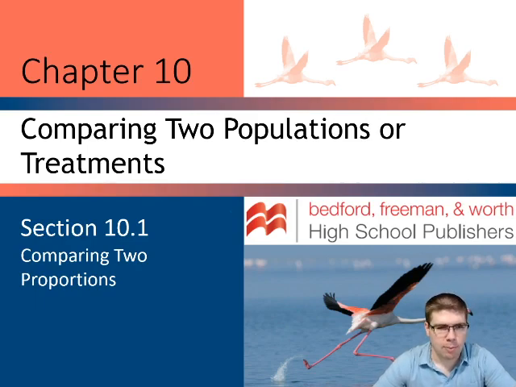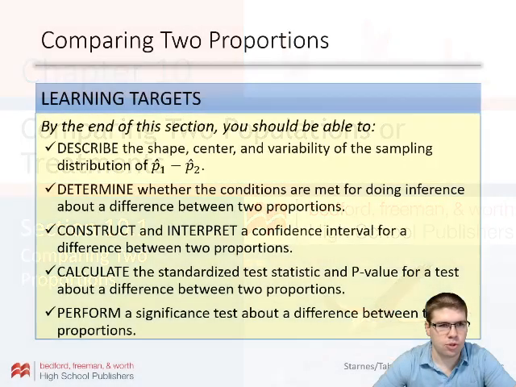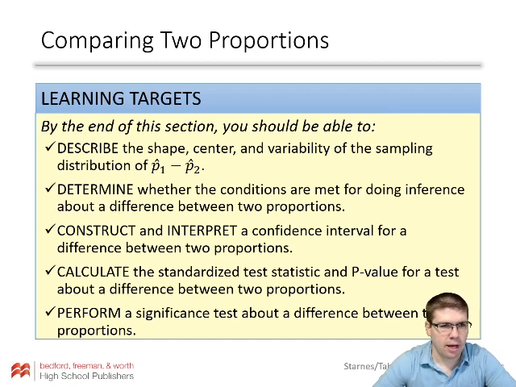So by the end of this section, you should be able to describe the shape, center, and variability or spread of the sampling distribution of p hat 1 minus p hat 2. Getting into this two stuff. Determine whether the conditions are met for doing inference about a difference between two proportions.